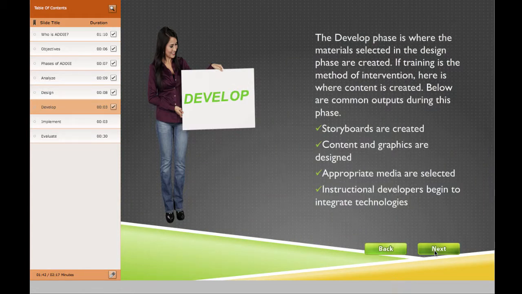Develop. The develop phase is where the materials selected in the design phase are created. If training is the method of intervention, here is where content is created. Below are common outputs during this phase. Storyboards are created, content and graphics are designed, appropriate media are selected, instructional developers begin to integrate technologies.